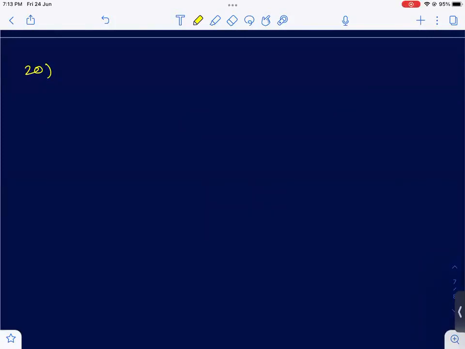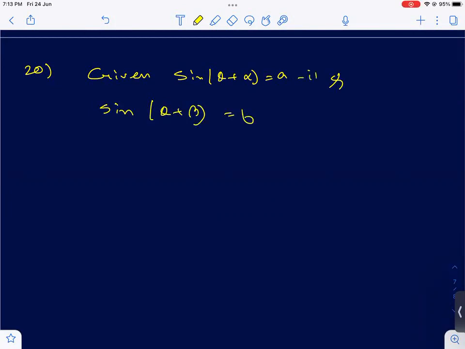I am solving this one. Given sin(theta plus alpha) equal to A and sin(theta plus beta) equal to B. Suppose this is number 1, this is number 2.